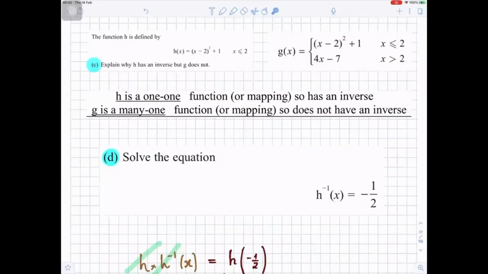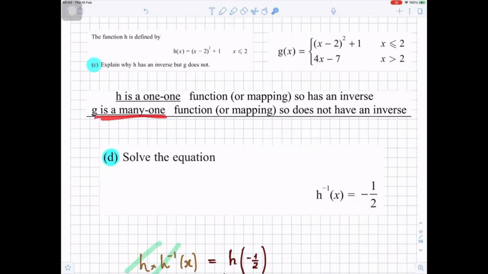The function h is defined by h of x is (x minus 2) squared plus 1 for x less than or equal to 2. Explain why h has an inverse but g does not. This is g of x and this is h of x. h is a one-to-one function or mapping, so it has an inverse. You just need to remember that one-to-one functions have an inverse, so you can go from one to the next, one to the next, and you can go forward and come back.